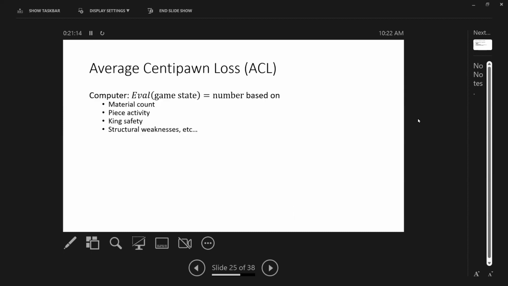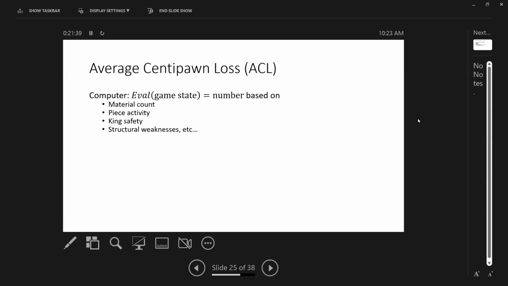Most prevalent such new rank system based on engine play is called the average centipoint loss. To understand what this is, we first need to understand how computers evaluate a certain chess position. So the computer takes in a certain game state, the arrangement of pieces, who it is to move, and so on, and spits out a number.